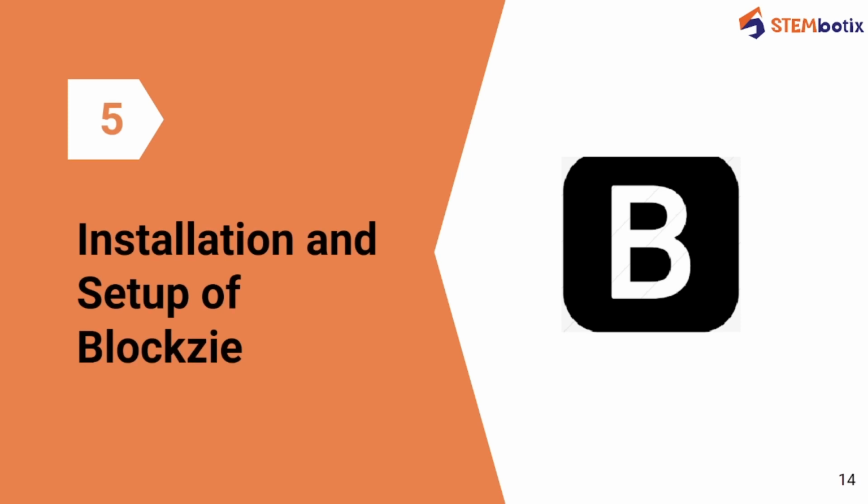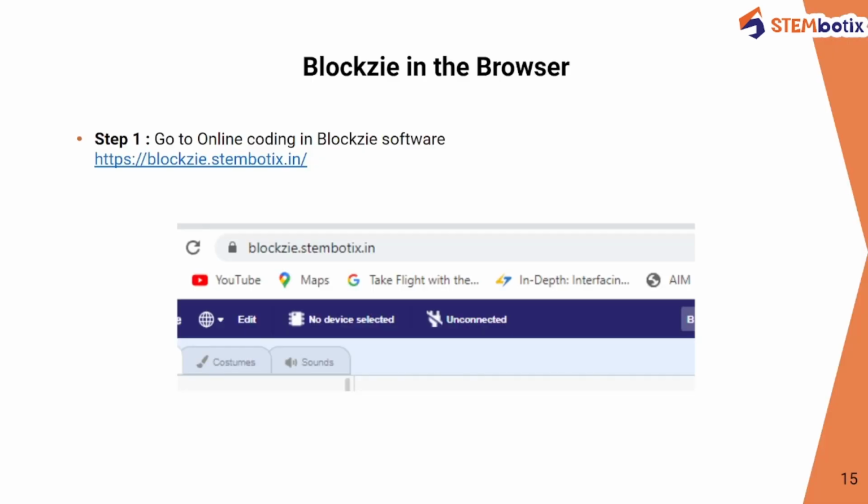So our fifth part is installation and setup of Blockzy. How to install and set up your Blockzy software. Let's get started with the installation and setup process. There are three different categories in which you can enable your Blockzy experience. The first one is Blockzy in browser. If you want to use it directly in the browser, just go to online coding in Blockzy software using this link. Just click on this link and you'll be able to start learning on Blockzy software.